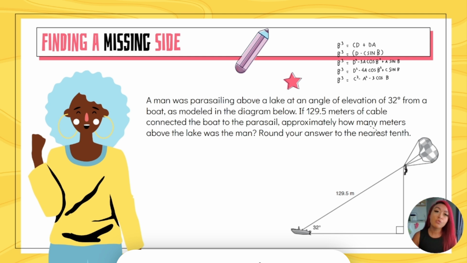So now let's use trigonometry to find a missing side of a right triangle. And it's very common for you to see these types of word problems that are angle of elevation problems.